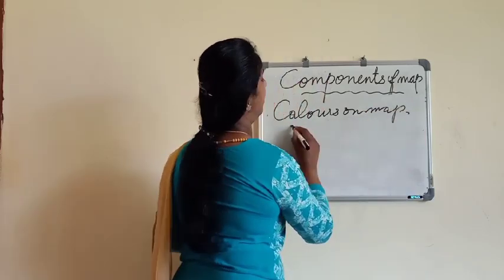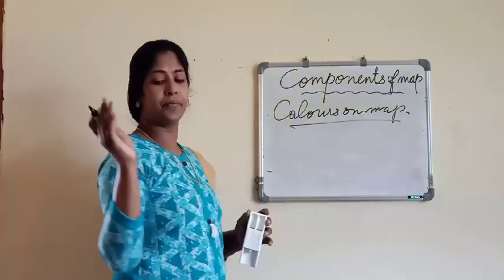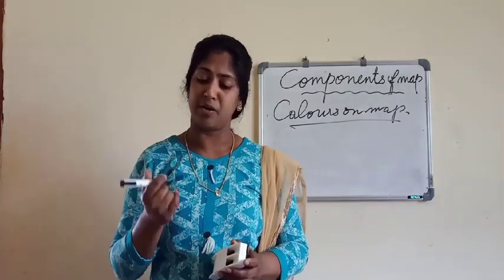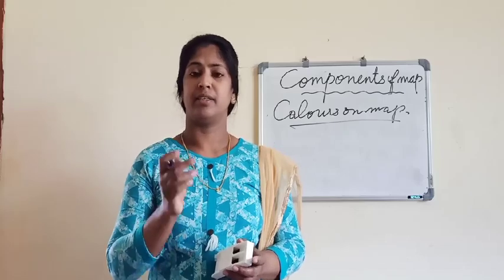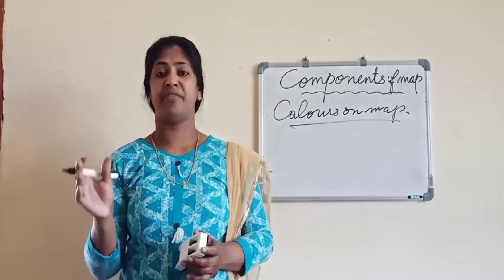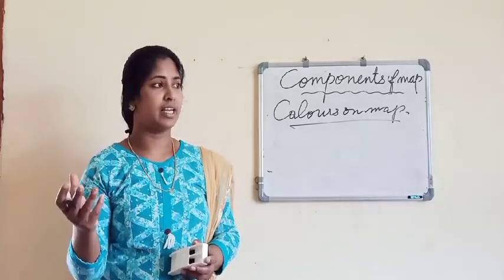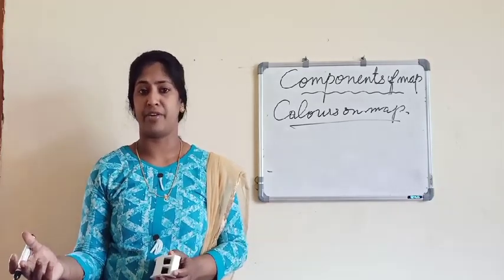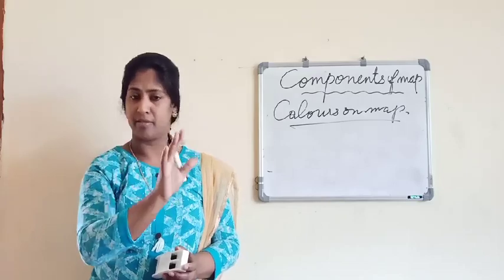Colors on the map. Firstly, yellow color. You have seen that yellow color is used on the map. This yellow color shows cultivable land, which is fertile and can be cultivated. That type of land is shown using yellow color.